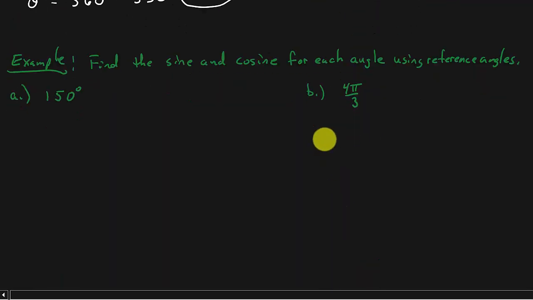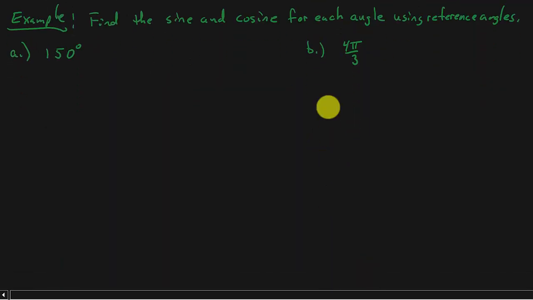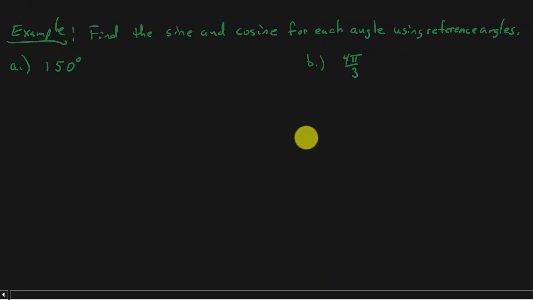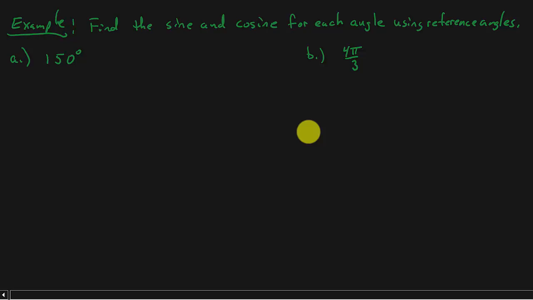All right. I was looking at this. I think I'm going to have to change that problem when we get to it. All right, so let's look at this. Find the sine and cosine of 150 degrees.